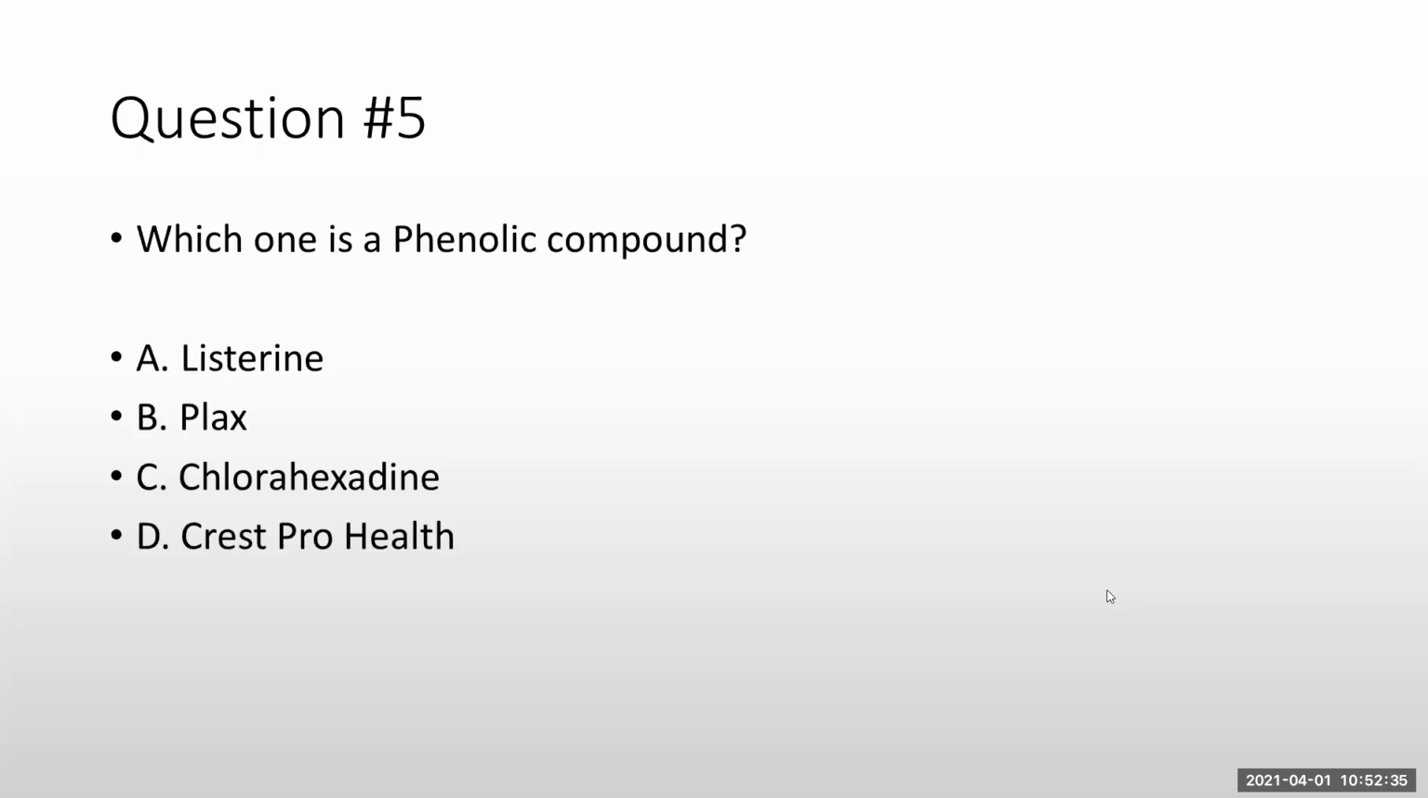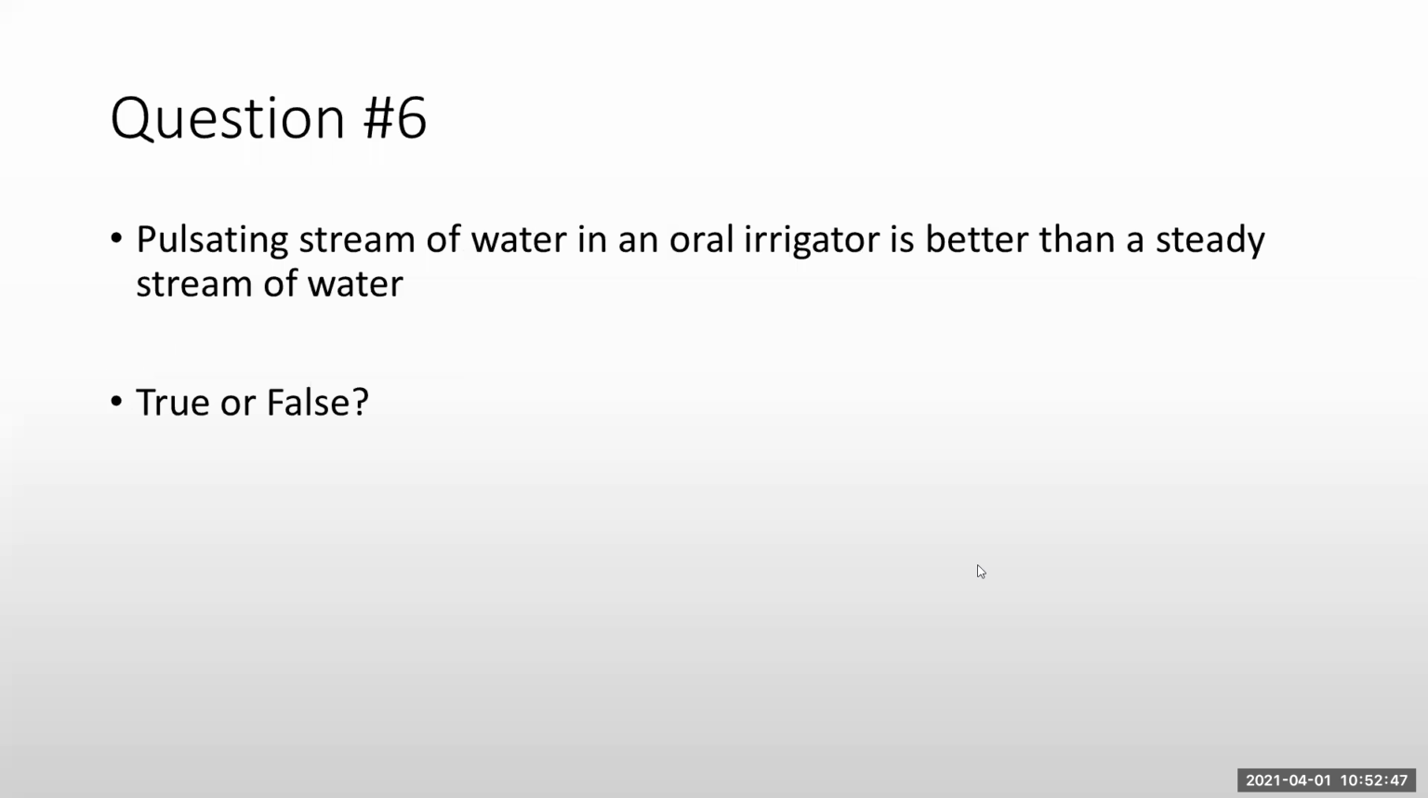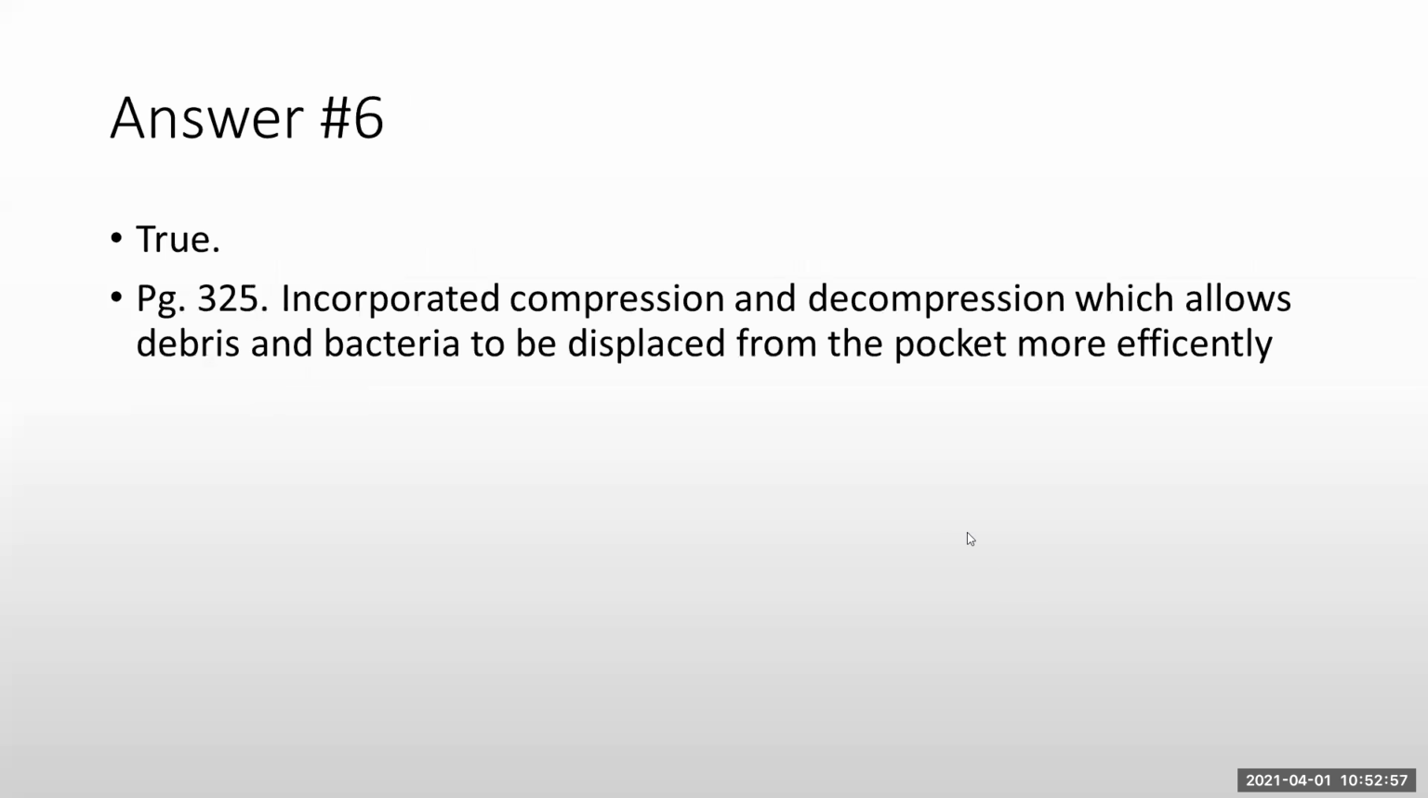Which is a phenolic compound? A pulsating stream of water in an oral irrigator is better than a steady stream of water. True.